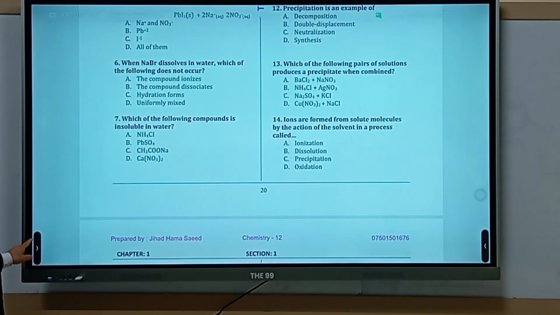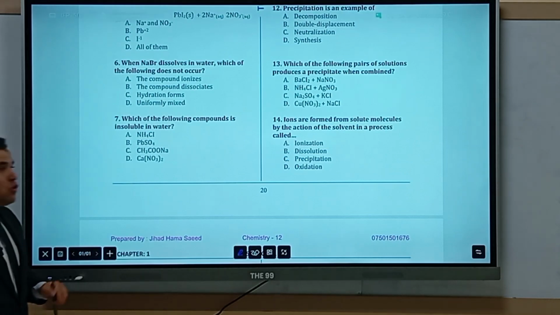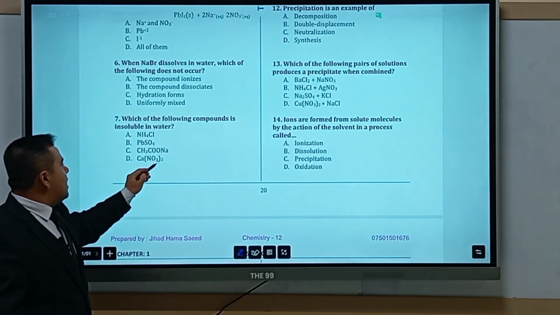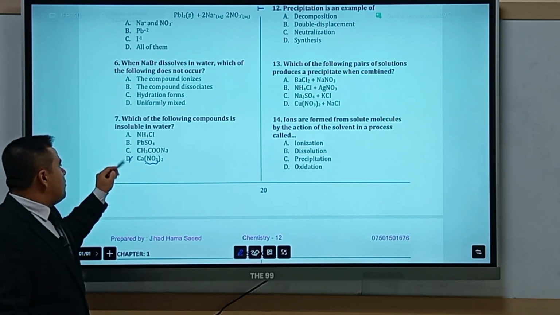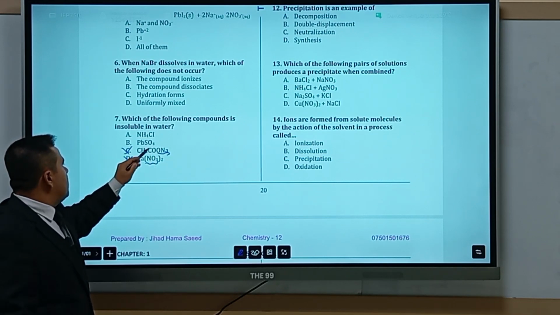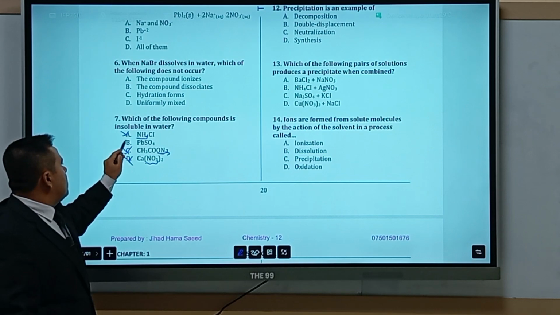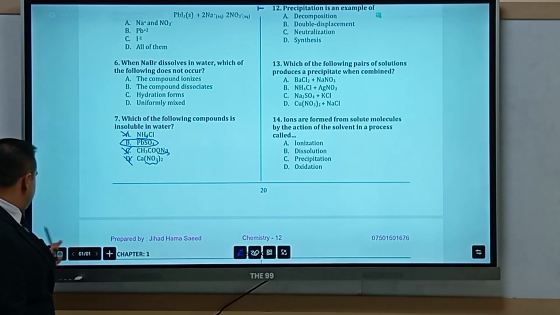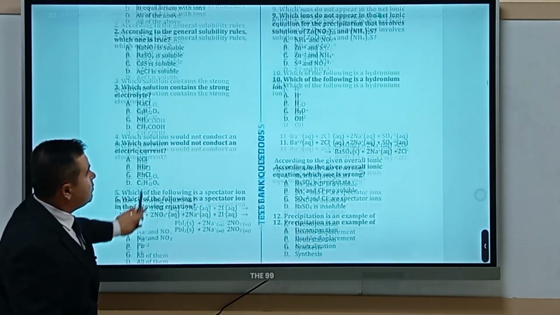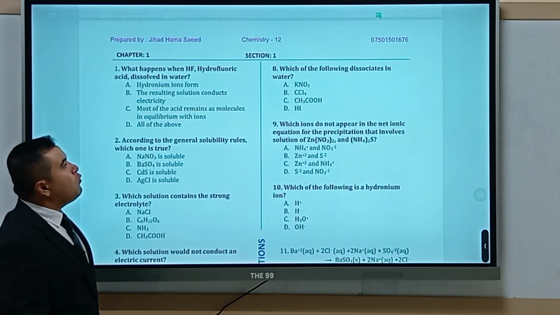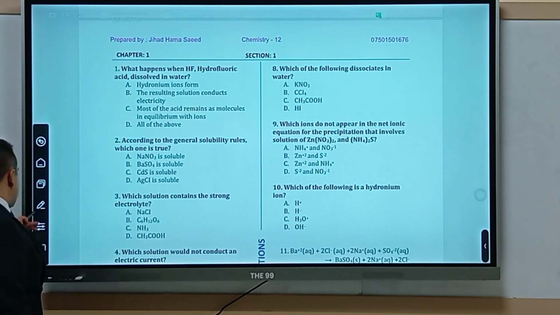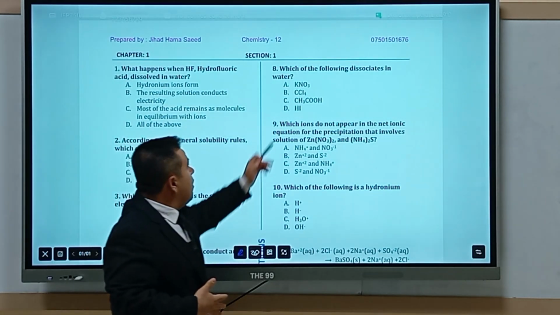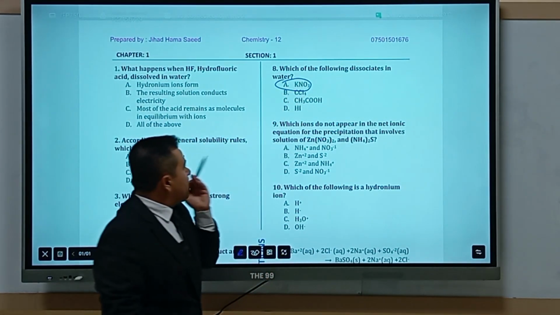Which of the following compounds is insoluble in water? According to the table of solubility, those that contain nitrate are soluble, sodium are soluble, ammonium are soluble. So lead sulfate is one of the exceptions: the sulfate is insoluble. Which of the following dissociates in water? Dissociates means soluble salt or strong bases. A is the correct answer.